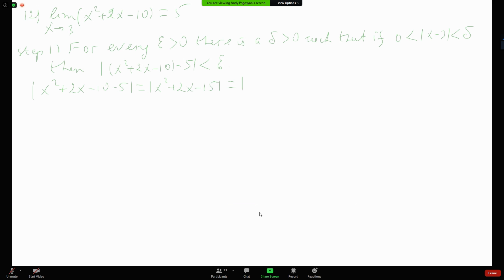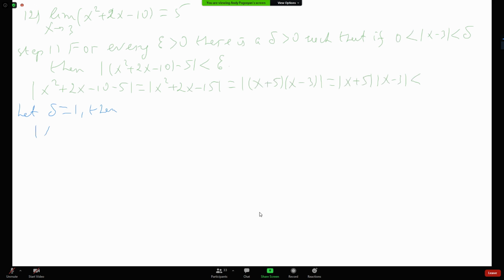So you have x plus 5, x minus 3. So this is absolute value x plus 5 and absolute value x minus 3 less than epsilon. Now x minus 3, I know it's less than delta, but x plus 5, I don't know how to put a number corresponding to this one. That's why we do the following. Let delta be 1.